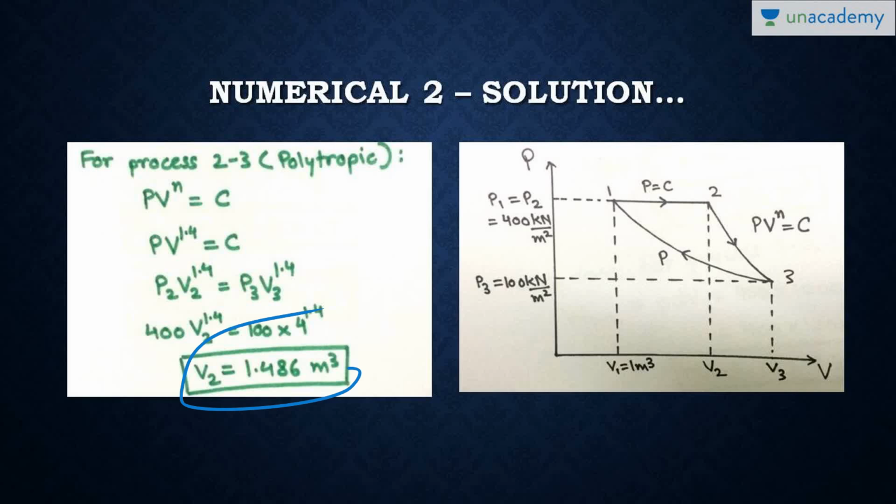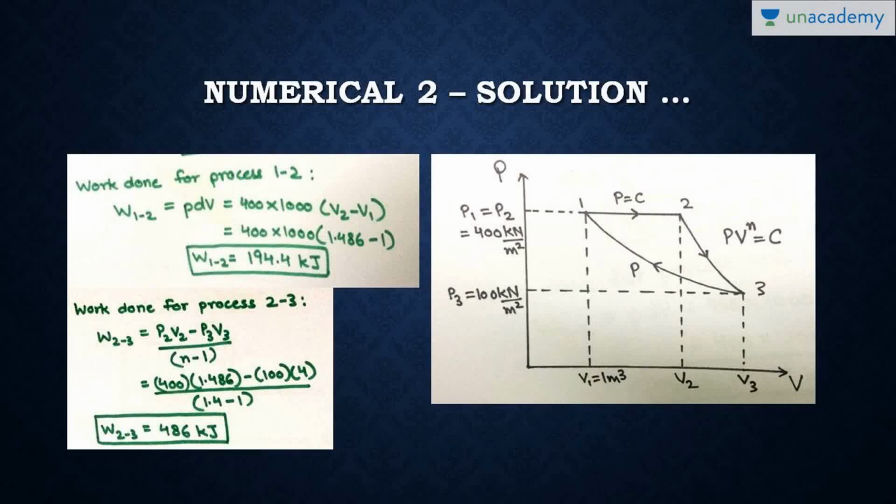Now how to calculate the work transfer. You know that if you project any curve on the volume axis, it gives the work transfer, I have already told you this. So simply project process 1 to 2 and process 2 to 3 on the volume axis and subtract process 3 to 1. You will get the net work transfer.